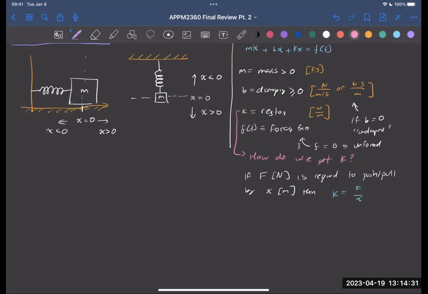Let's just quickly clarify the initial conditions. I should have done this earlier. The initial conditions of the simple harmonic oscillator: x at time 0 is equal to x naught, which is your initial displacement from equilibrium. And x prime, or x dot, of 0 is equal to your initial velocity.